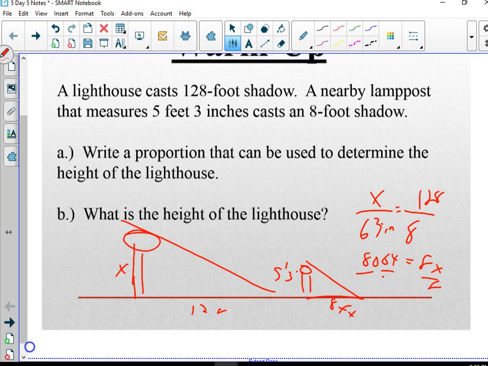Now we divide by 8, and we get x equals 1,008. But remember, that's inches. We don't normally measure in inches, so we divide by 12. That gives us 84 feet.